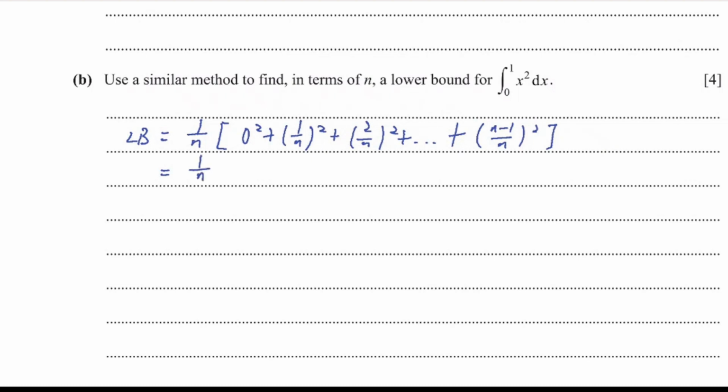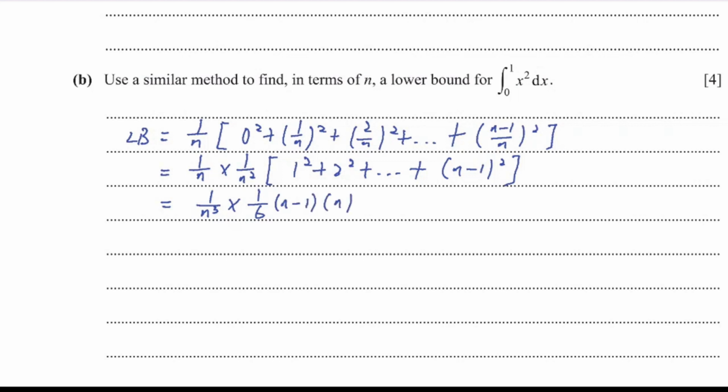Okay. So after that, tidy up a little bit. And inside there, we can use the same technique or same trick that we have actually done before. We can factorize out the n squared from the bottom. So once we do that, inside there we only have 1 squared, 2 squared, and so on until n minus 1 squared here. So this is the sum of the squares again, but we only sum until n minus 1. So from the formula, it is 1 over 6, (n minus 1)(n), (2n minus 1).